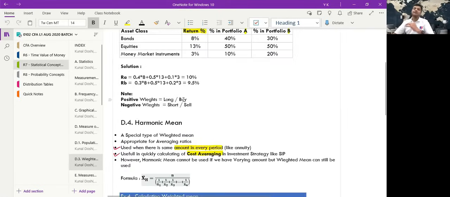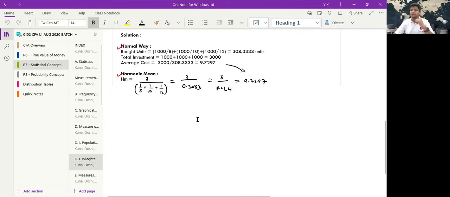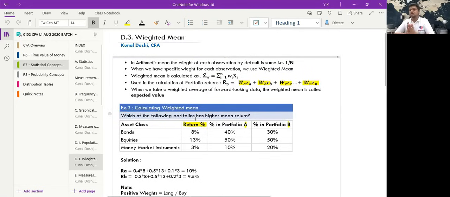And after that, we calculated harmonic mean. Harmonic mean is a special type of mean only calculated for cost averaging. Cost averaging, right? So when you're going to invest in mutual funds in form of SIP, where the amount is equal, in that case only you can do harmonic mean, because it will tell you the average cost. So that's the quickest way to calculate average cost. Everyone cleared? Now this is what we had done till the last session.